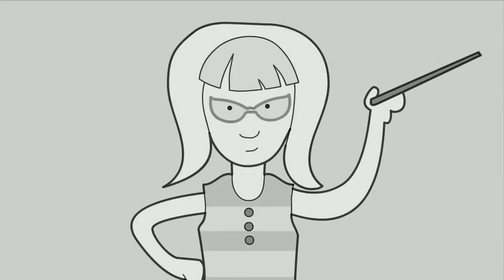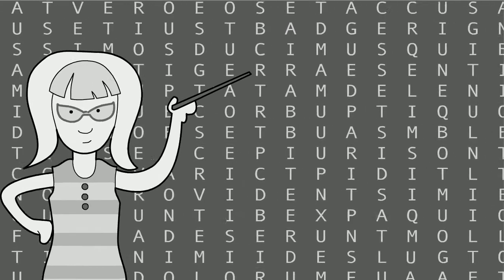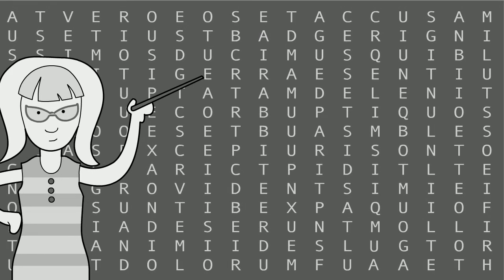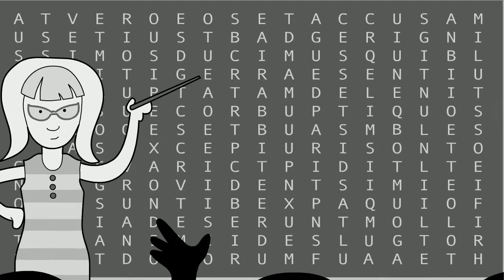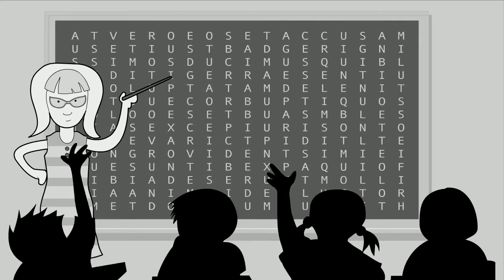Here is an analogy for how this works. Imagine that you are a teacher in a classroom and that you have given your children a hidden word puzzle. You've promised that the first child who can find all the names of the animals in the letter grid on the blackboard can have a prize.